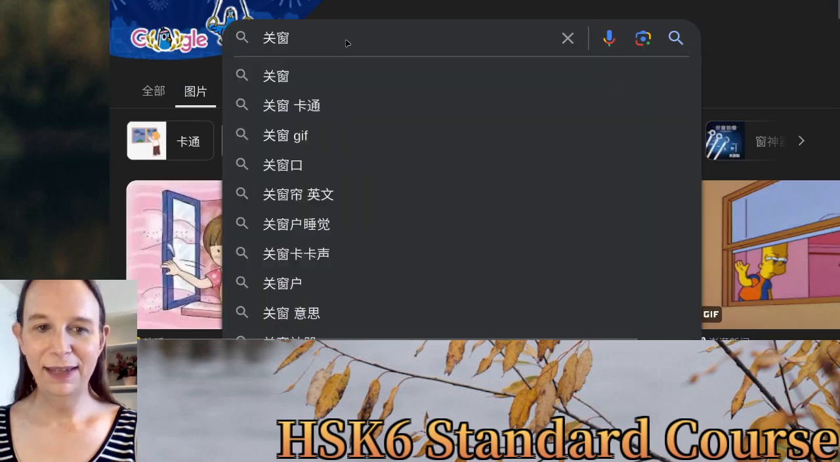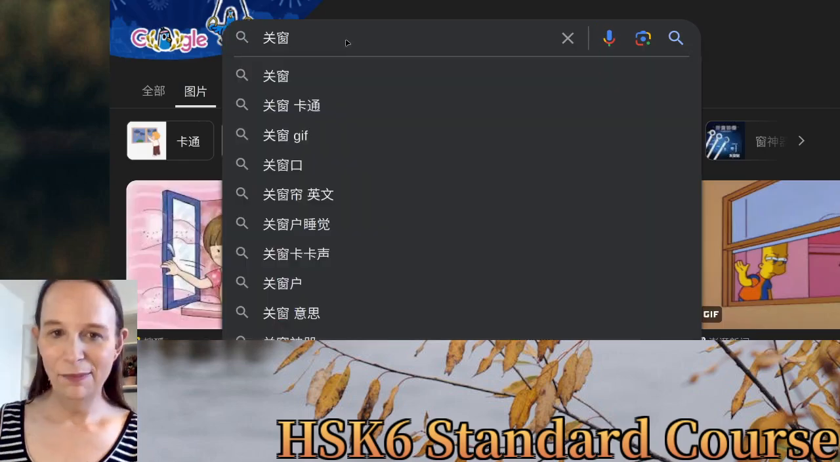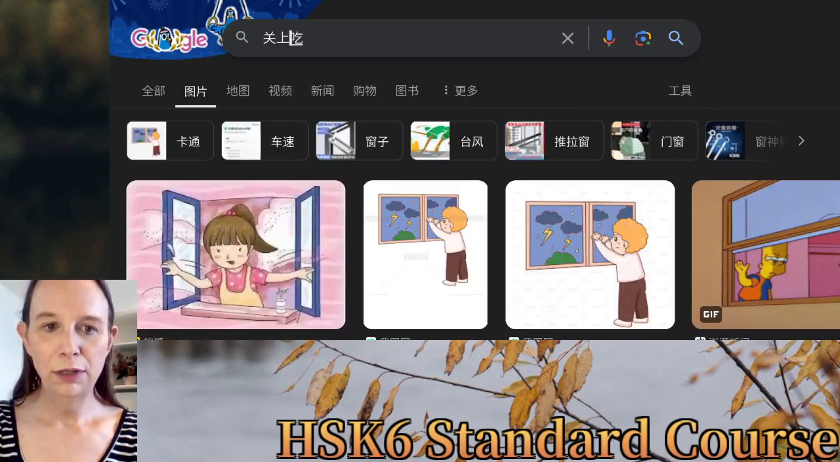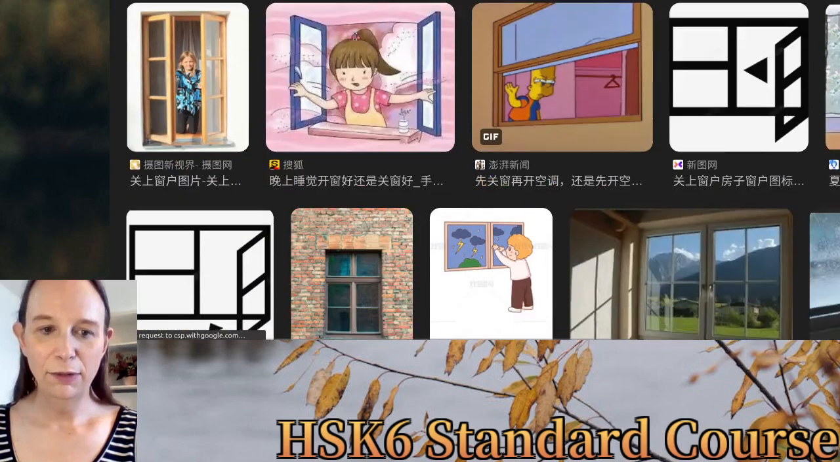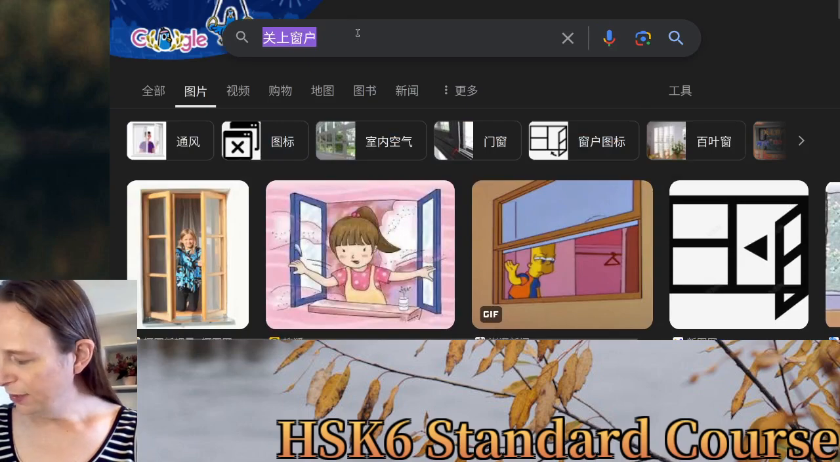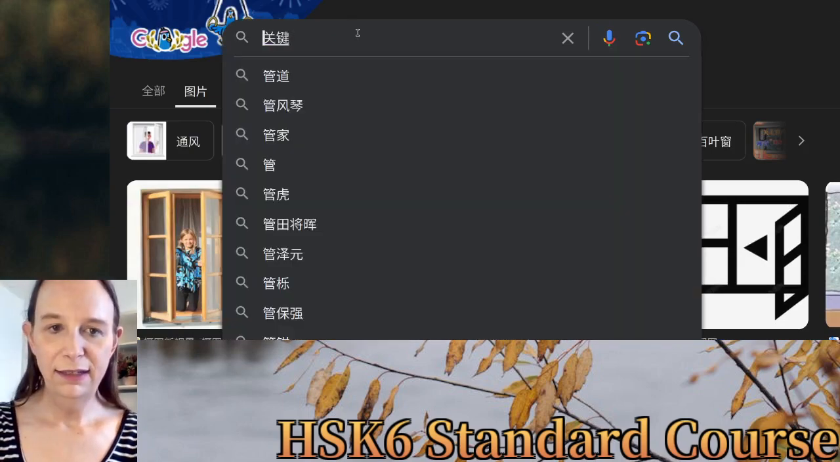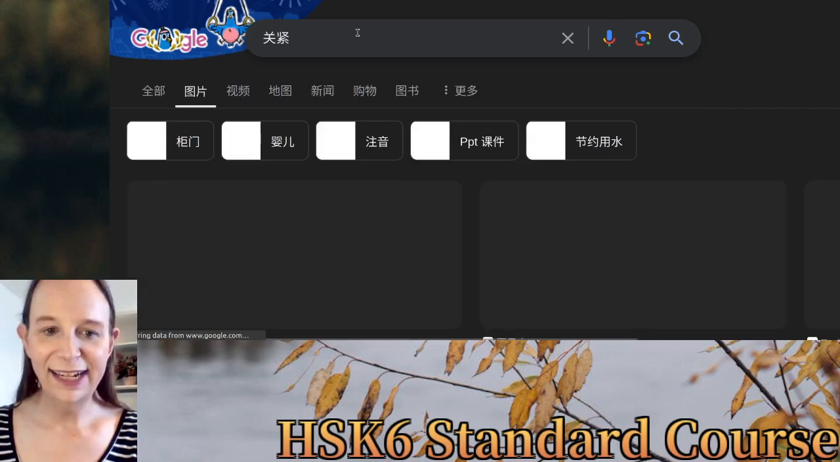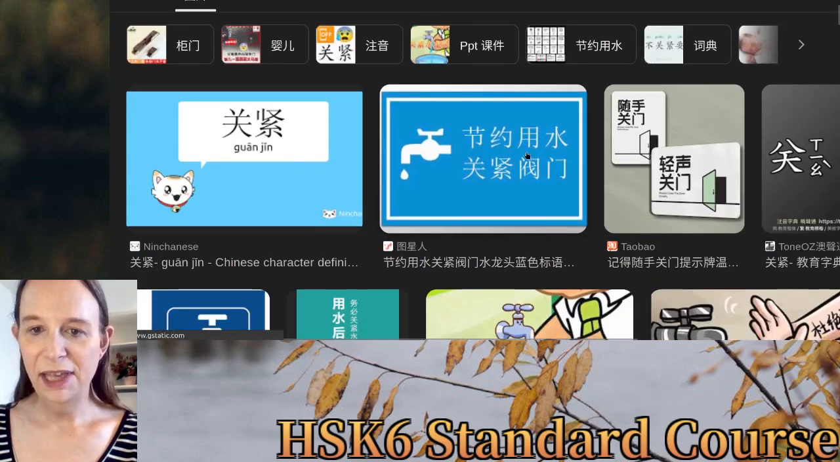Yes, sometimes it can be a bit stinky outside. Or honestly, I'd probably write 关上窗户. I'd probably just write that. 关上窗户. Okay, what's next? 关紧. I think it's just 关, close, and 紧, tight. Close tight. 关紧. 节约用水. 关紧阀门.